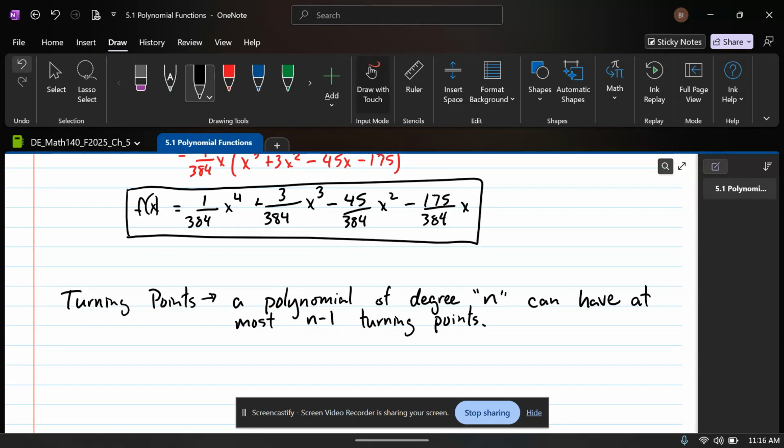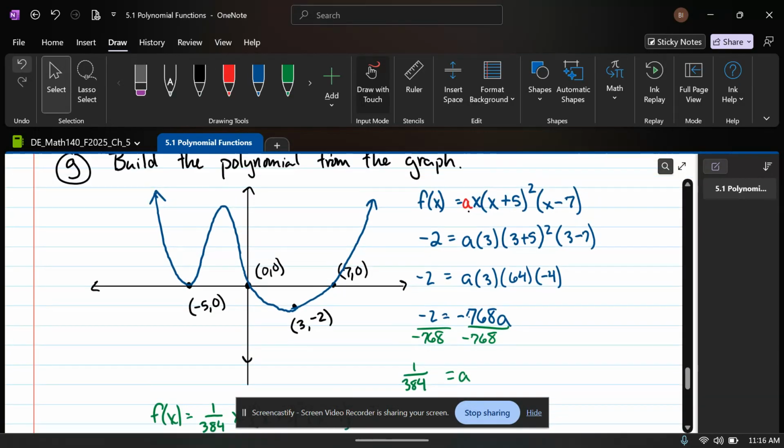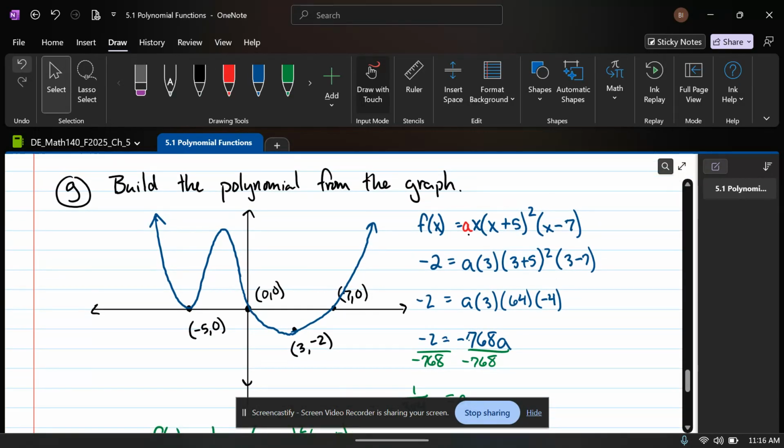So when you look at that graph we started with, this is a turning point right here because it goes from a decreasing function to an increasing function. There's another turning point right there. We don't know what that point is, but it turns from an increasing to a decreasing function. And then here at the point (-3, -2), that's a turning point where it changed directions and went from decreasing to increasing. That's what a turning point is.